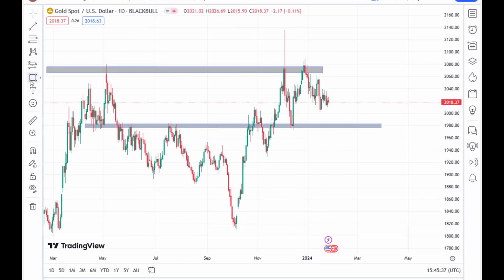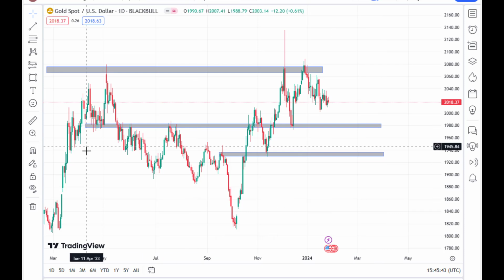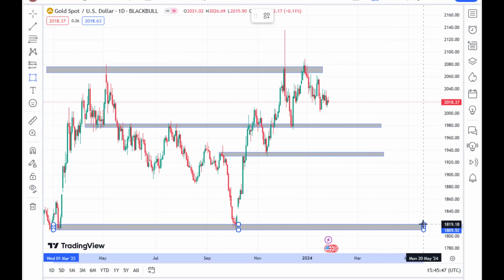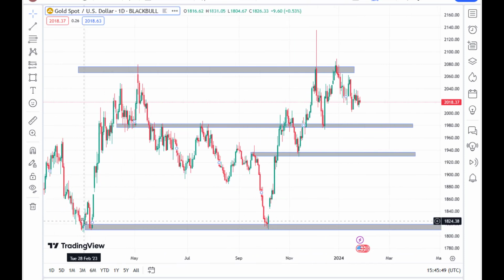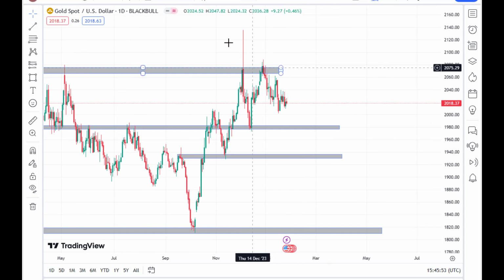So you mark out these zones because they are going to help us in a smaller time frame. We are not entering based on these time frames. Anywhere you see key zones like that, you mark them out. This is another key zone here. You can see price has reacted to this zone many times. This is the daily time frame, guys. It's very important.